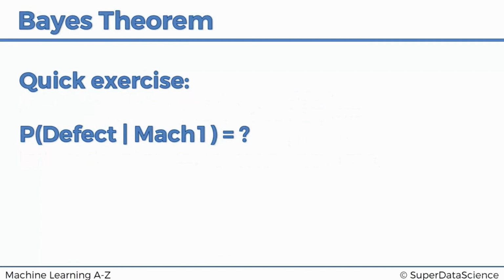And to finish off today's tutorial, I've got a quick exercise for you. Perform the same calculation or similar calculations for this value that we want to calculate. What is the probability of a part being defective given that it came from machine 1?